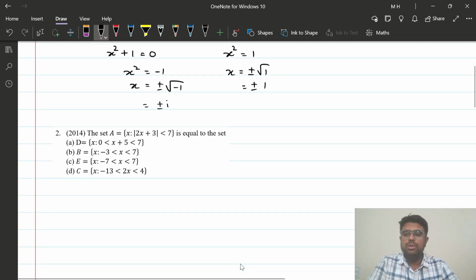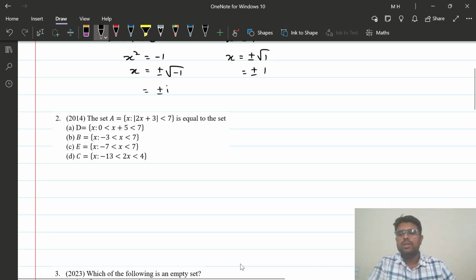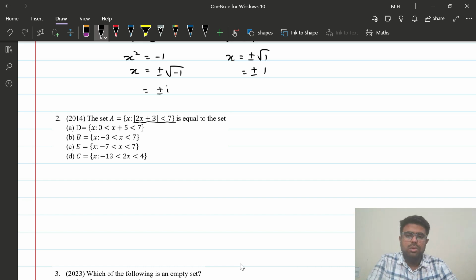Okay, coming to question number 2. This was asked in 2014, as you can see here. It says the set A equal to the set of all x such that modulus of 2x plus 3 less than 7 is equal to the set. Okay, so here you come across two concepts. One is the modulus function and the other one is the linear inequalities.